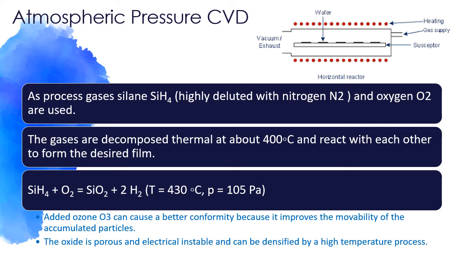The oxide from this operation is a little bit porous and electrically unstable. So in order to improve this process, it can be densified by using a high temperature process.